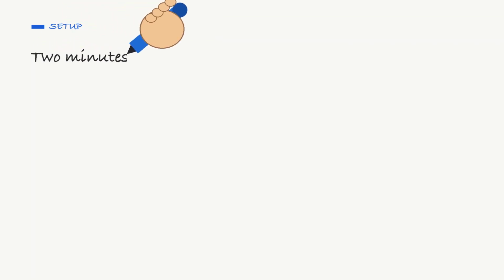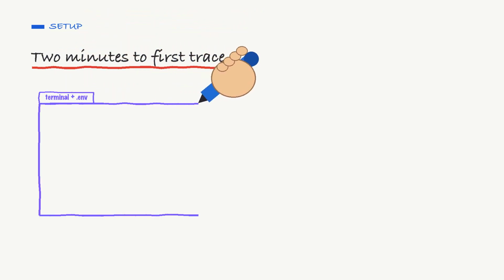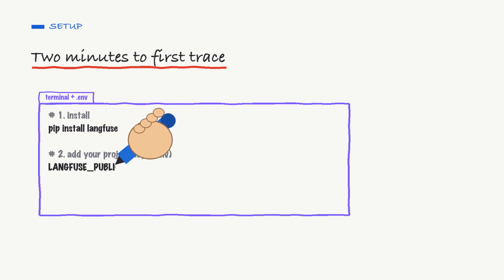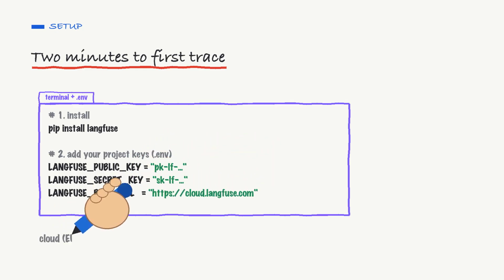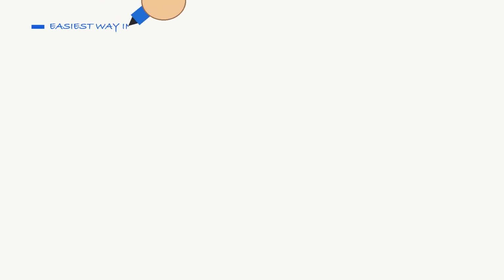Let's set it up. Step 1, pip install Langfuse. Step 2, create a free project and drop your 2 keys into your environment, the public key, the secret key, and the cloud URL, Europe or US region. That's the whole setup. And if you'd rather keep your data at home, Langfuse is open source, so you can self-host it.